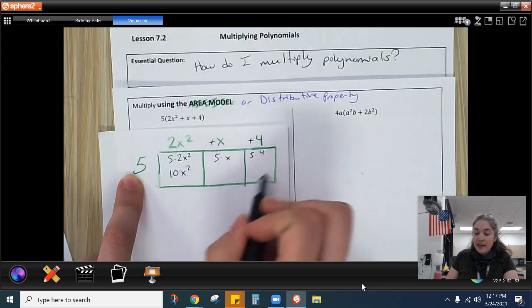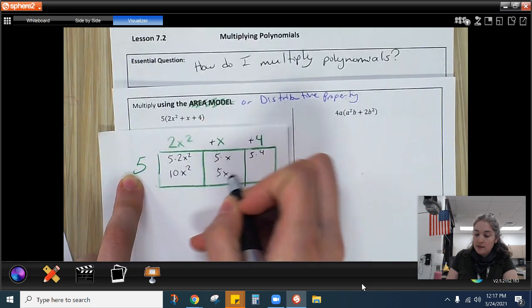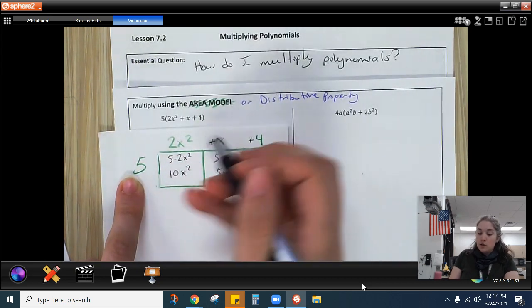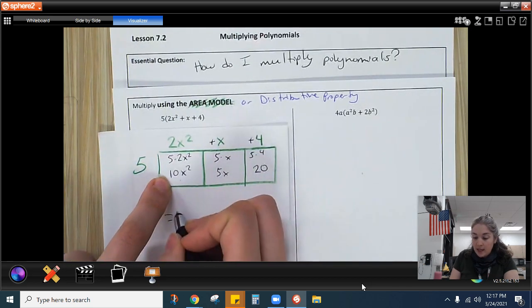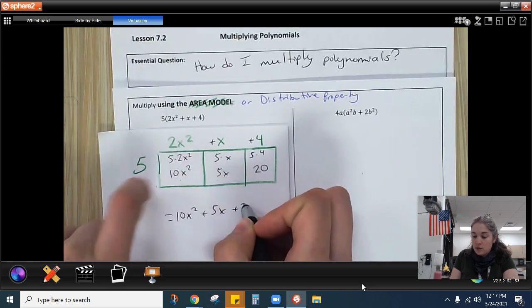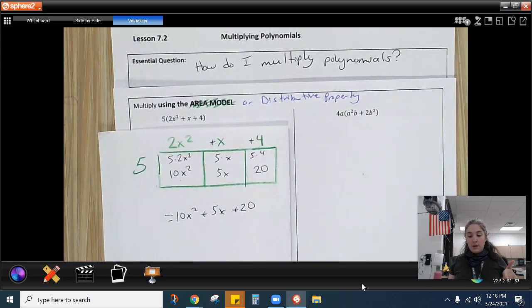So I'm going to find the area of each of these, and then I will add them all together at the end. So 5 times x is 5x. 5 times 4 is 20. Yes, you need to show your work. So the answer to this would be 10x squared plus 5x plus 20. All right. Do I have any like terms? No, I do not. I've got an x squared, an x. I have nothing I can add together. It is in standard form. The x squared comes first. I'm done. My leading coefficient's 10. And it's a trinomial, right? It's got 3 parts, so it's a trinomial. So that's the area model.